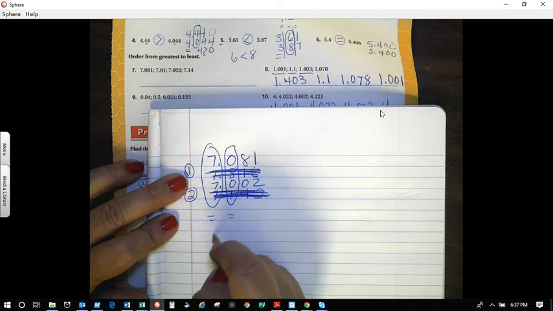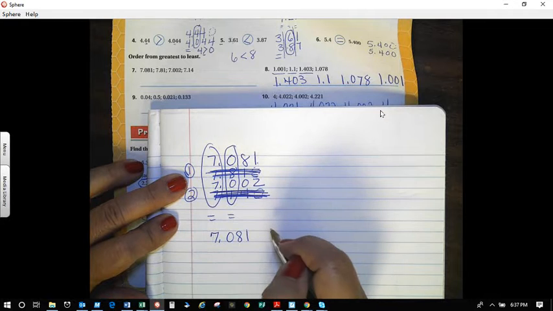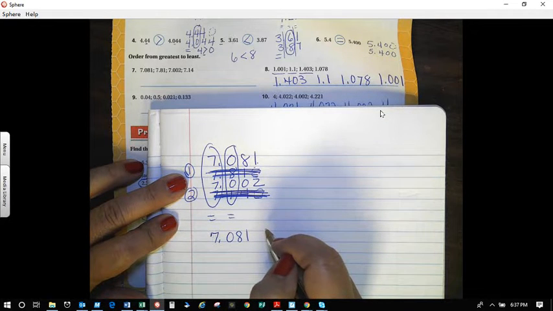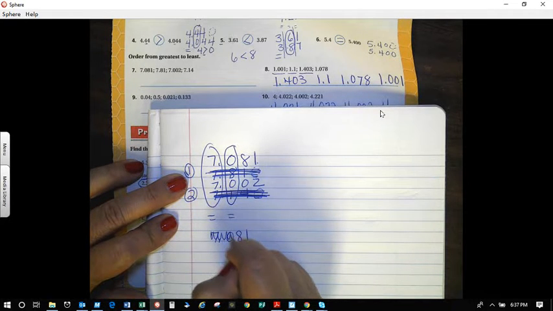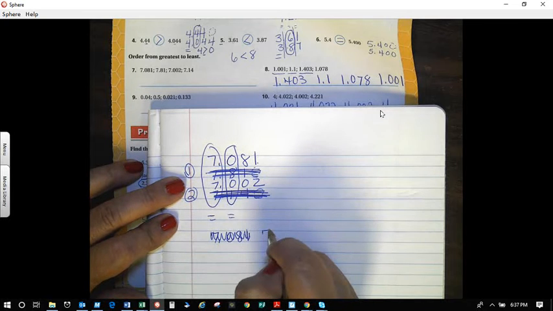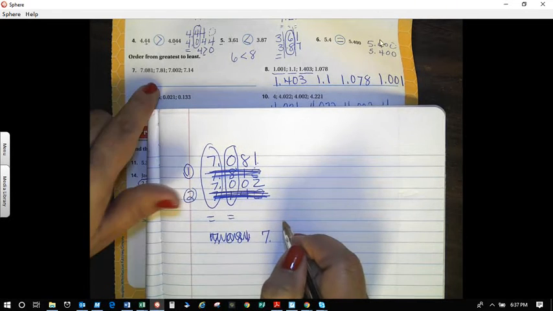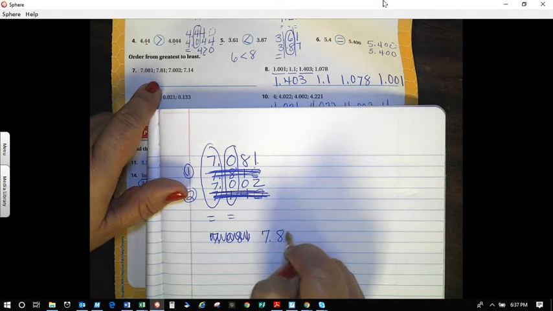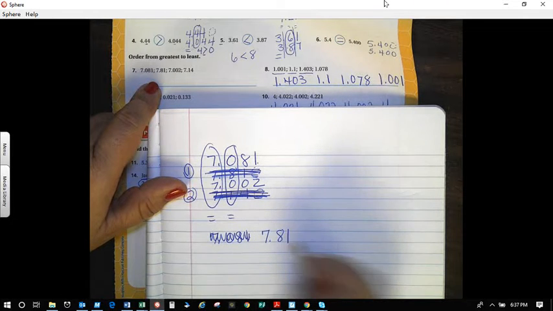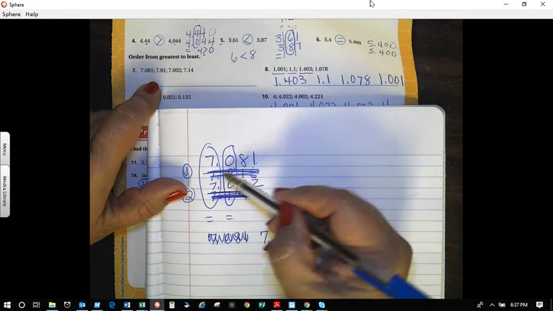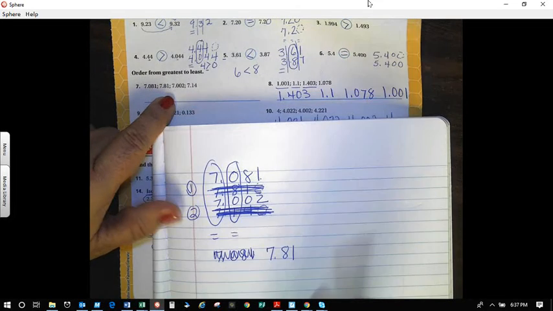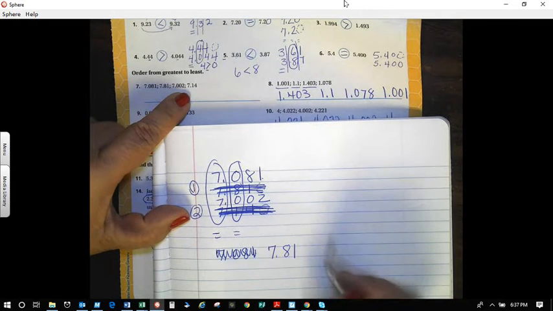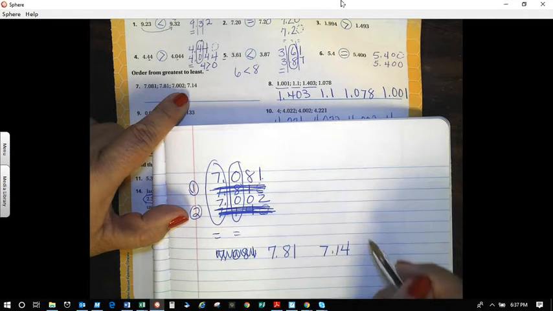So I have 7 and 81 thousandths. No, I lied about that. I'm so sorry. I was trying to rush through and I got easily distracted. 7 and 81 hundredths is what I needed to say. So I have my 7 and my 81 hundredths. I actually went back to my paper to look at that. The next one that I needed to write is going to be 7 and 14 hundredths. Now let's get this right here and next time.